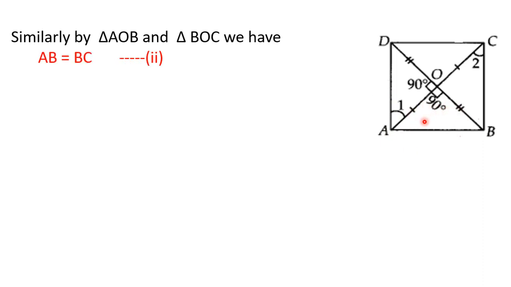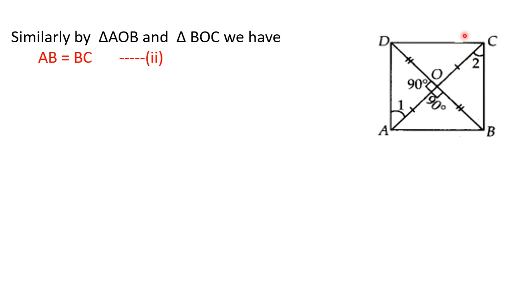Similarly, when we take triangle AOB and triangle BOC, as we proved in the earlier part, triangle AOB is congruent to triangle BOC. So we get AB is equal to BC by CPCT. Again, these two adjacent sides are equal. This is equation number 2. Now we take triangle BOC and triangle COD. In these two triangles also we can prove the triangles are congruent. So by corresponding parts of congruent triangles, we get BC is equal to CD. Here again these two adjacent sides are equal.